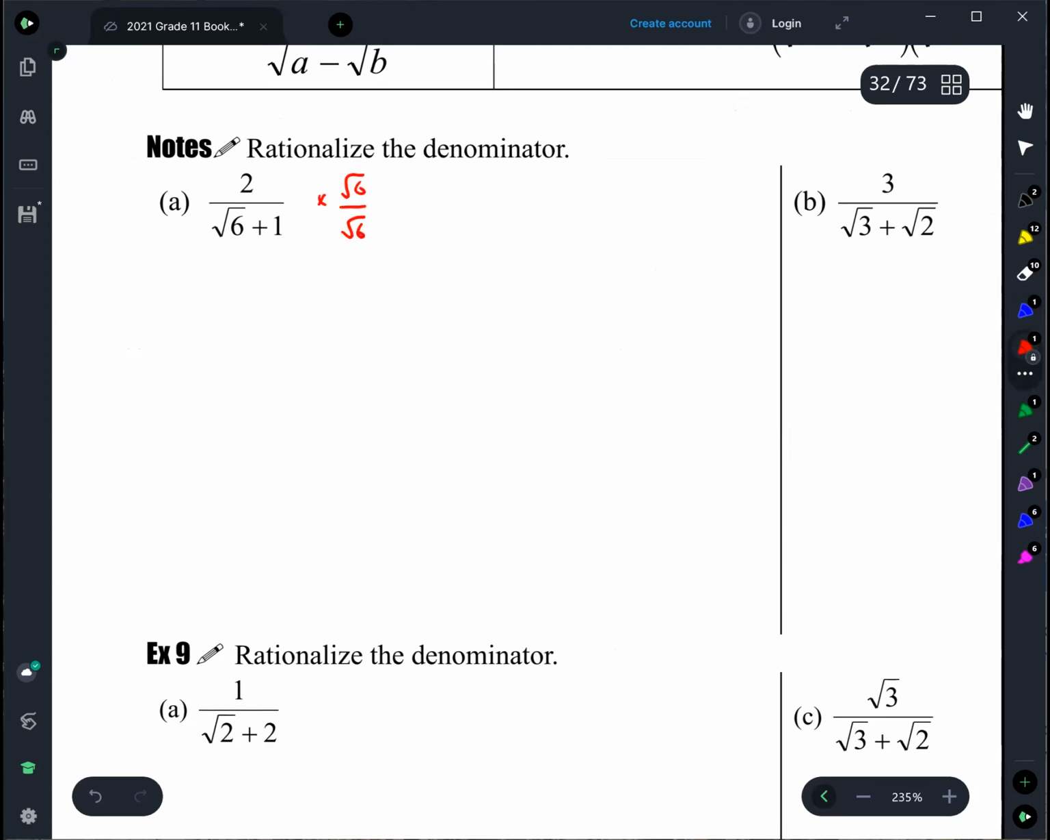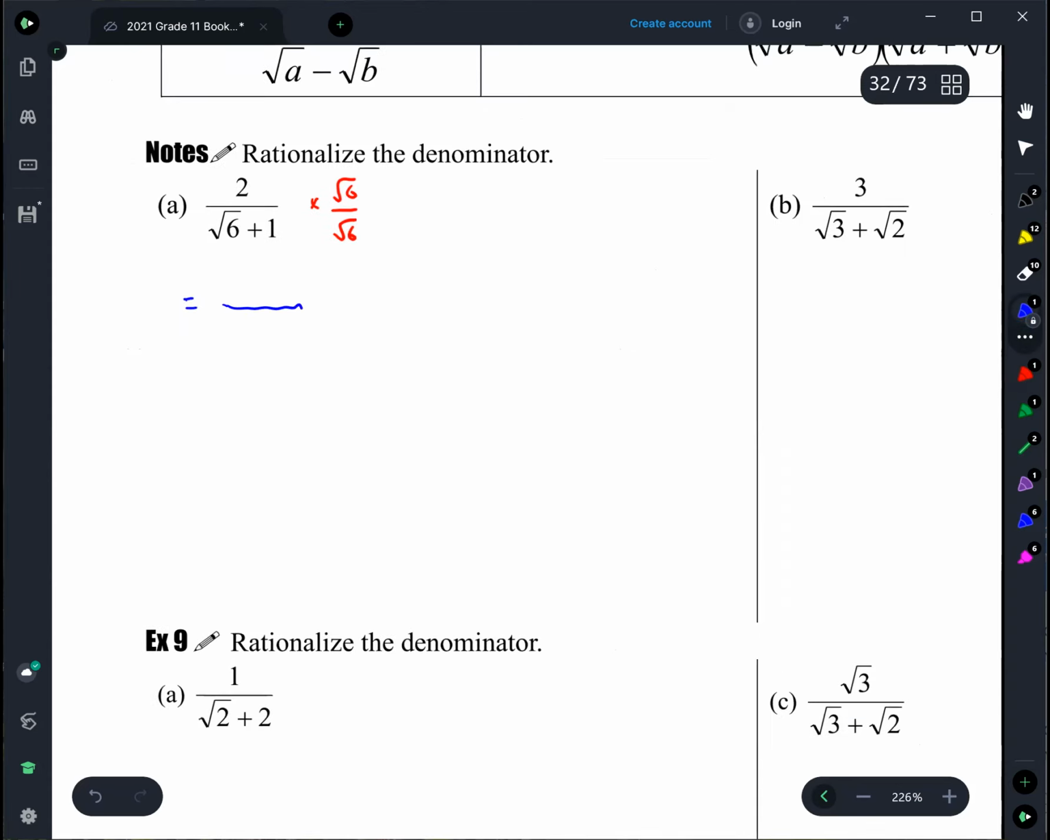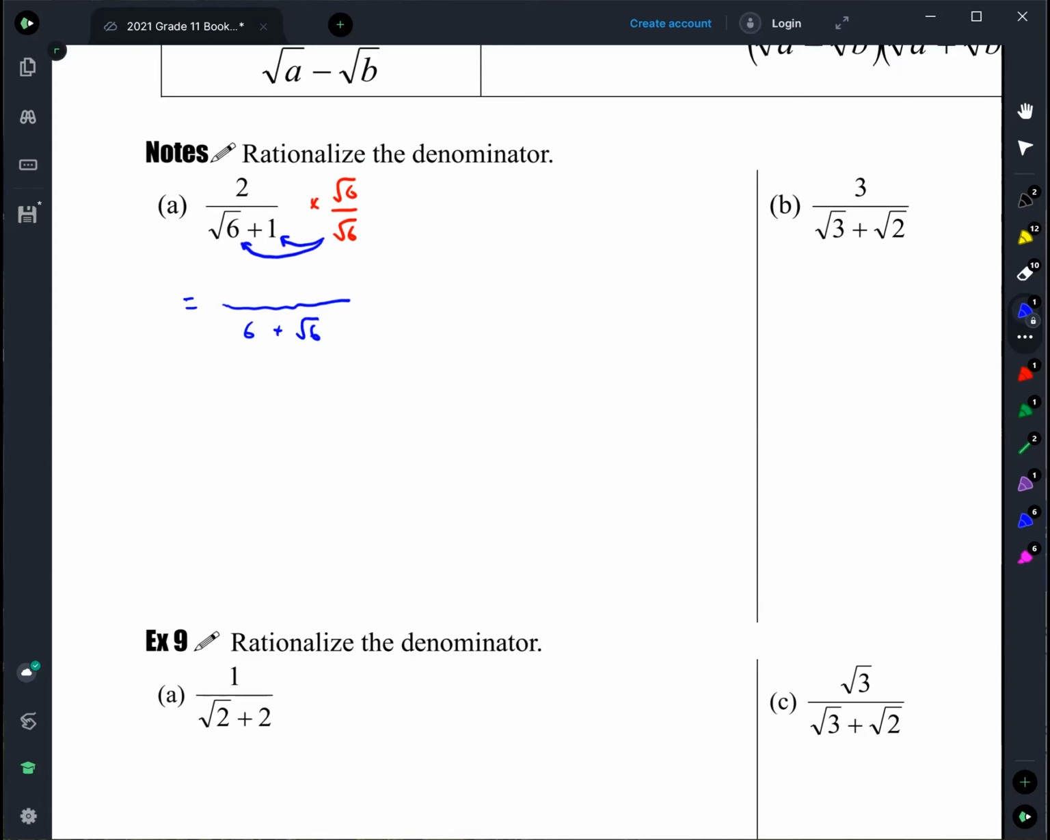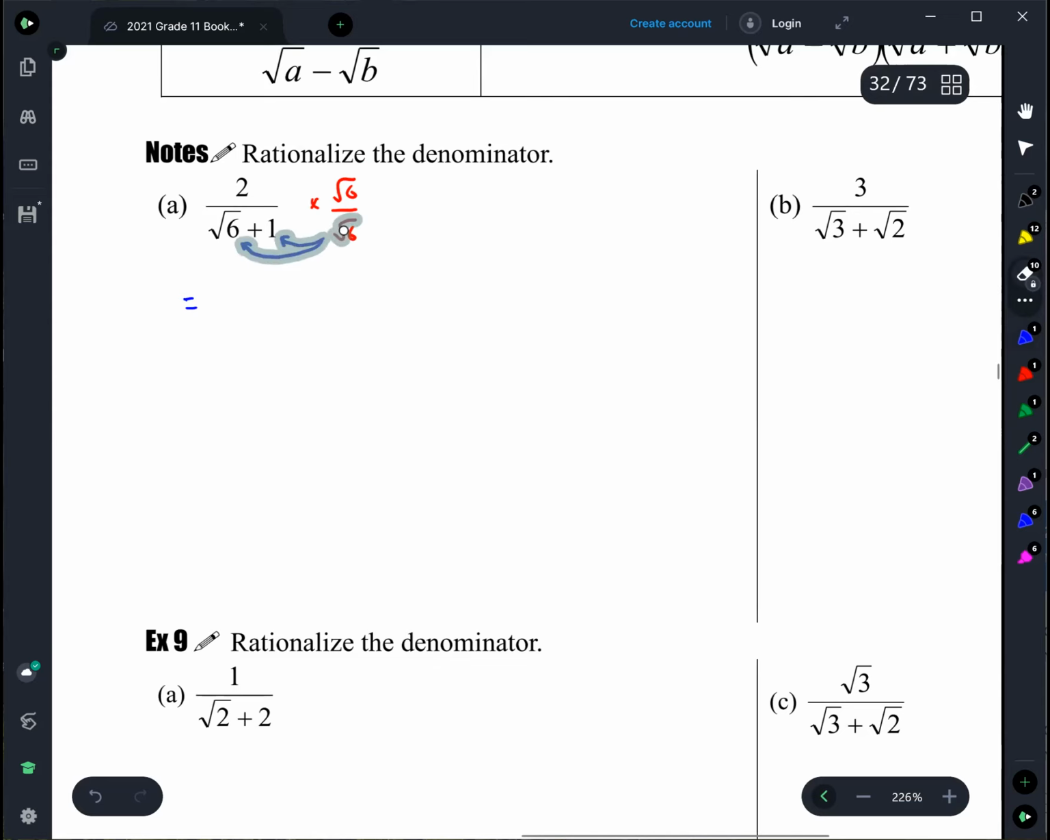If I do it the same way we did, then for the denominator you need to share the root 6 in. So you get 6 plus root 6. So you still have a square root in the denominator, then it's not rationalized. Rational means no square root at all. So if I just multiply by a square root, it doesn't work. So we need something else to help us.